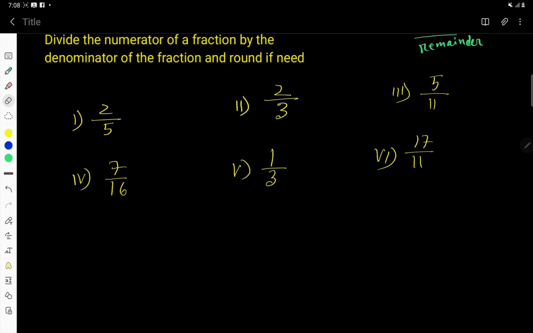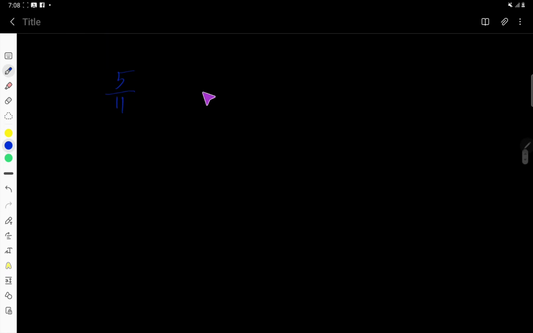Now consider this example, 5 divided by 11. So let us divide the numerator 5 by 11. 11 goes into 5 how many times? Look, 0 times, because 5 is less than 11. So 0 times 11 gives us 0. If you subtract, then 5. Now you have to expand this dividend by writing 0. So bring down this 0, but you have to line up the decimal.